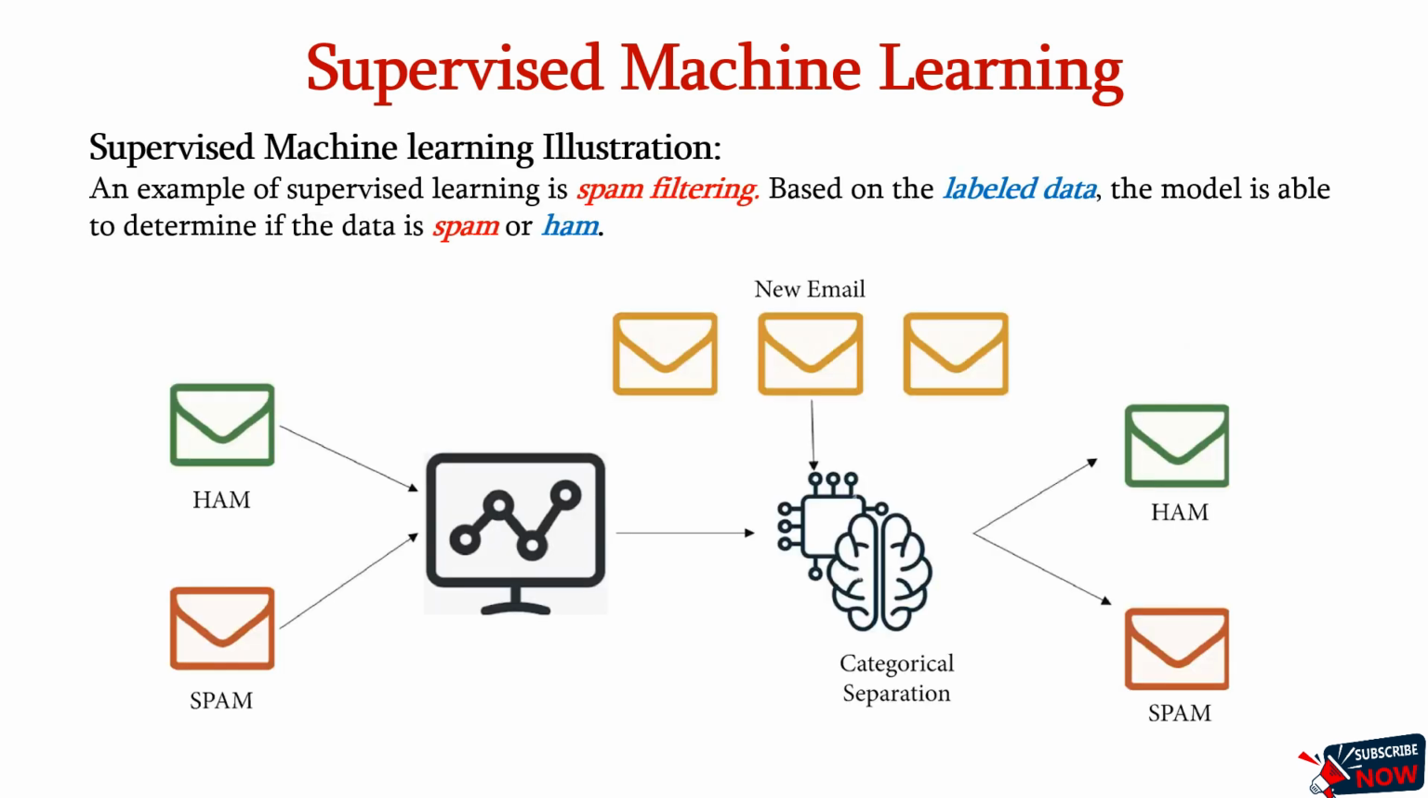One example for supervised machine learning is spam filtering. Based on the training provided to the machine learning model for whether an email is spam or ham, whenever a new email comes, it categorizes it into spam or ham.